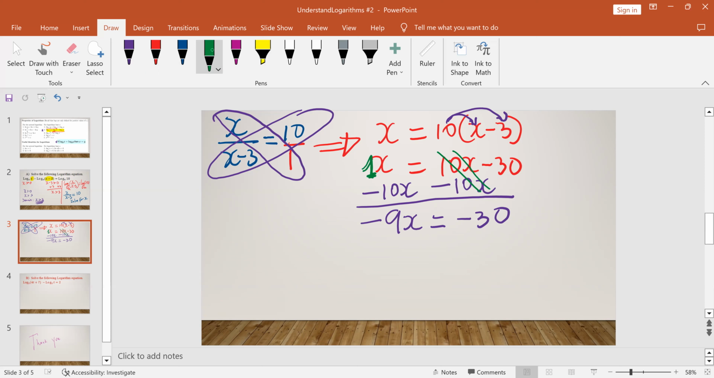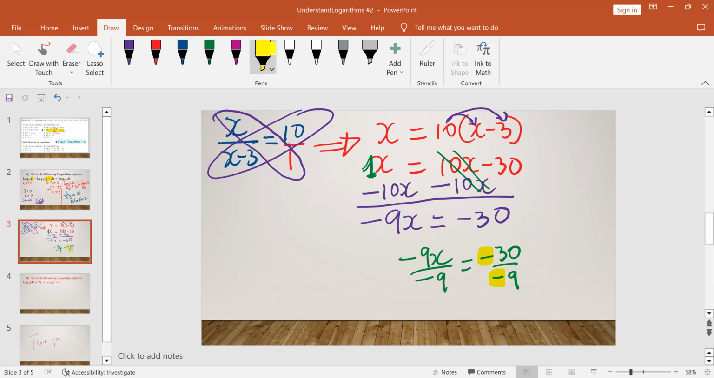And then to solve for x, we're going to have negative 9x over negative 9 is equal to negative 30 over negative 9. We know that negative divided by negative is positive.